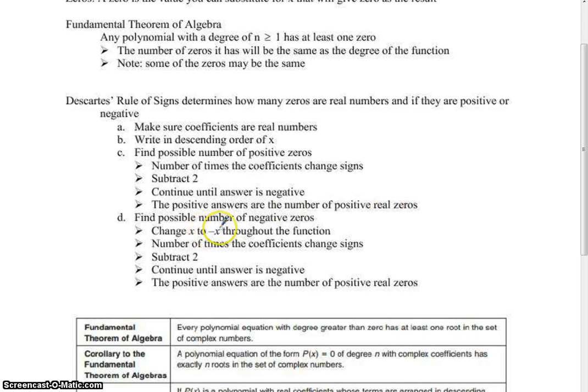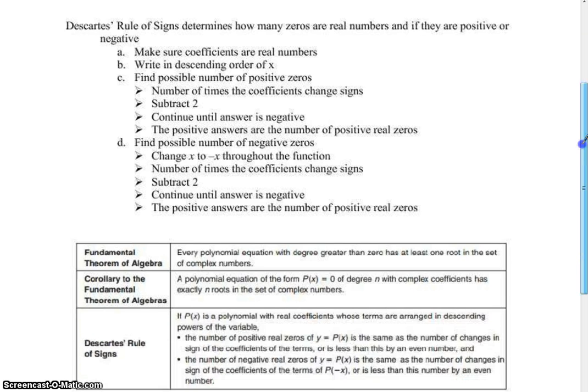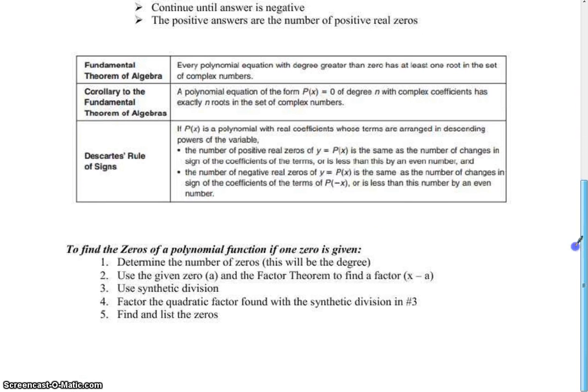To find the possible number of negative zeros, you change your x to negative x throughout the entire function, and then count the number of times the coefficients change signs, subtract 2, and continue until you have a negative answer. The positive answers are the number of negative real zeros, not positive right there. So there's a summary of it.